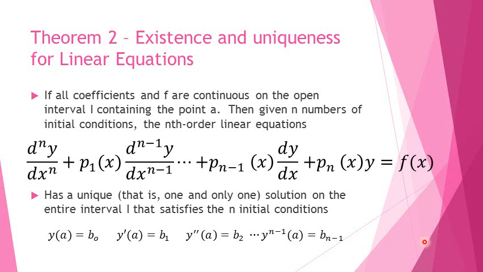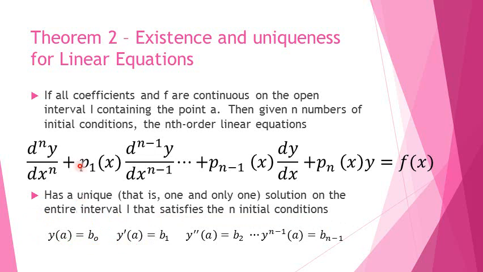All right. How do you guarantee that the solution exists and is unique? Well, basically, in order to do that, all our coefficients and our f here, all these p1's all the way down to p of n, need to be continuous on some interval I containing a point a. Then, given n initial conditions for the nth order differential equation, you will find a unique solution. It's only one solution, but you have to have n initial conditions here.